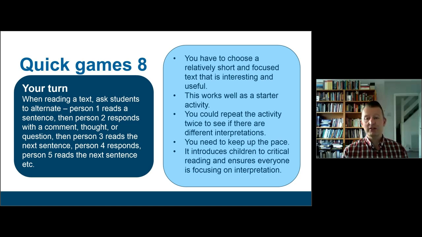You want to keep the speed up so that it stays interesting and engaging. This also is useful because it introduces children not just to reading aloud, but to critical reading, so that as they read it, they're constantly thinking about what it means and they're constantly striving for an interpretation of the source.